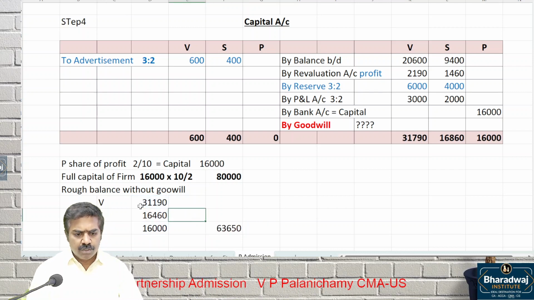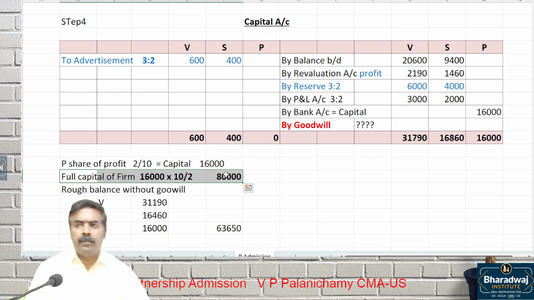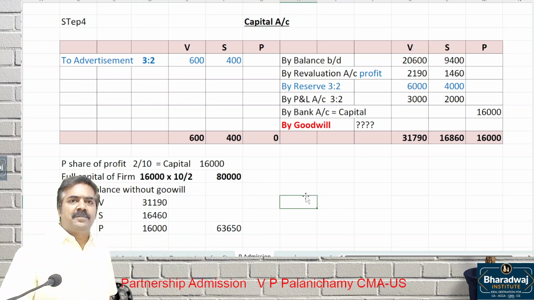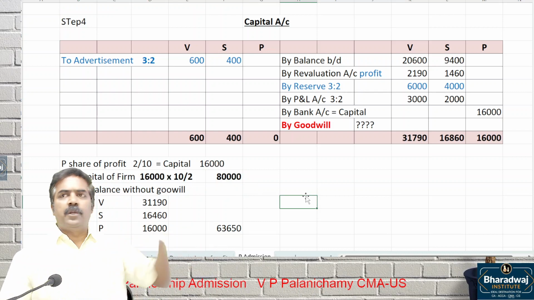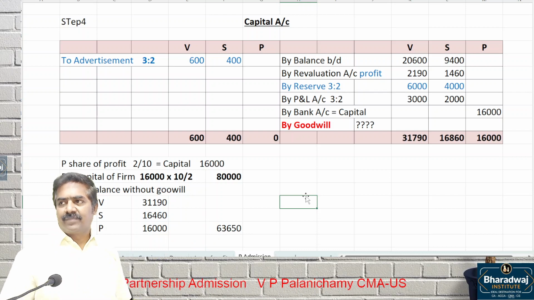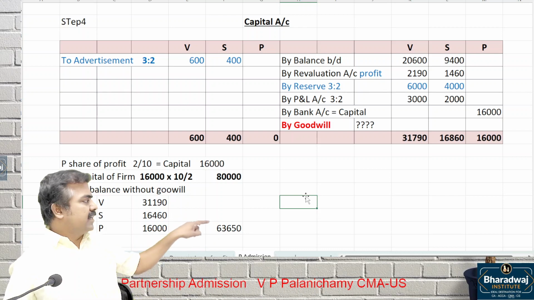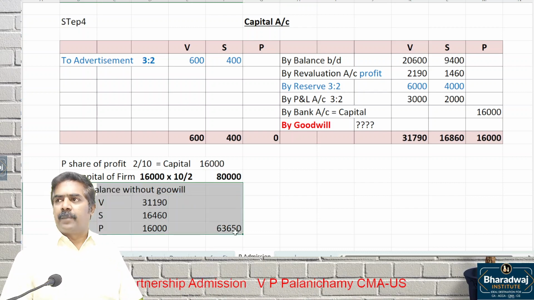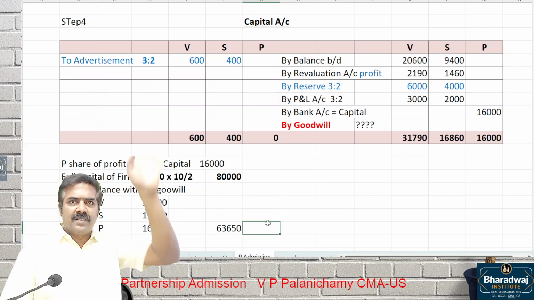So remember, based on P, when I work out what is expected capital, let us assume P is a new partner. 2 by 10th is 16,000. Now what will the full capital be? 2 is 16 means 10 would have been how much? 80,000. Without goodwill, if I add, how much do I get? 63,650. Next session, please come.